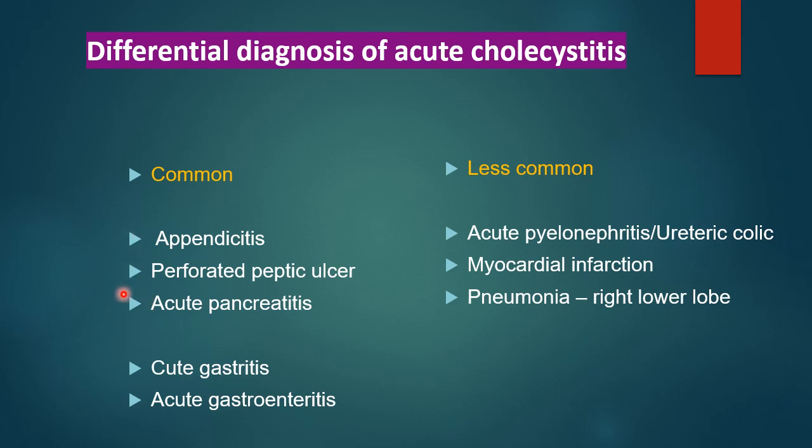Other things which can be there will be acute gastritis, acute gastroenteritis. Okay, acute gastroenteritis or AGE. Less common: acute pyelonephritis, myocardial infarction, and pneumonia of the right lower lobe of the lung.